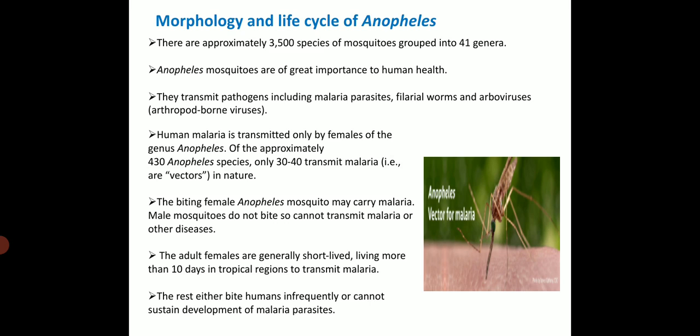The biting female Anopheles mosquito may carry malaria. Male mosquitoes do not bite, so they cannot transmit malaria or any other diseases. The adult females are generally short-lived, with only a few living more than 10 days in tropical regions to transmit malaria. The rest either bite humans infrequently or cannot sustain the development of the malarial parasite.